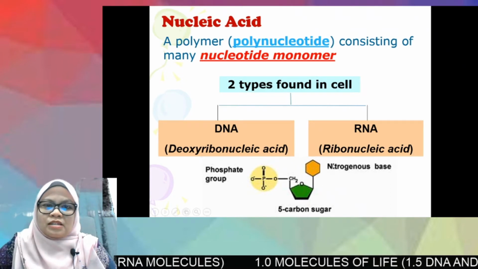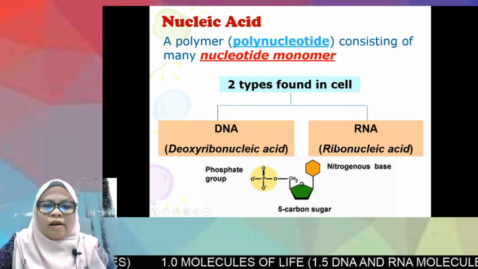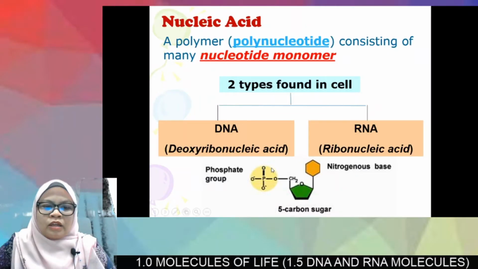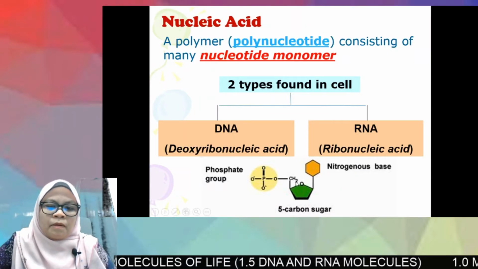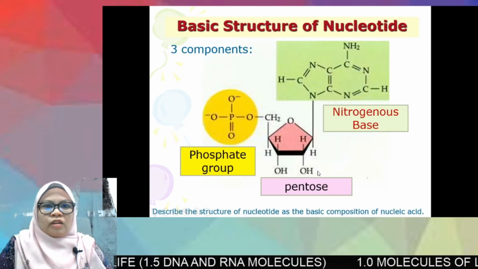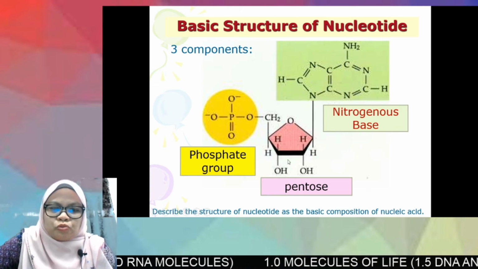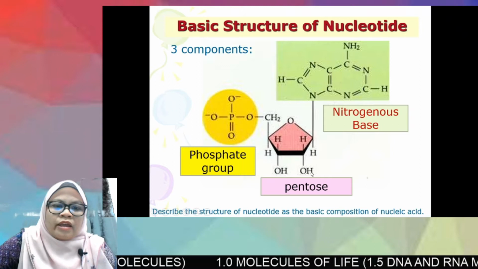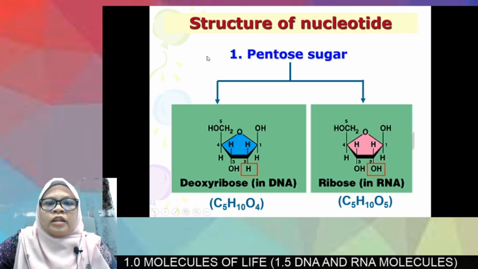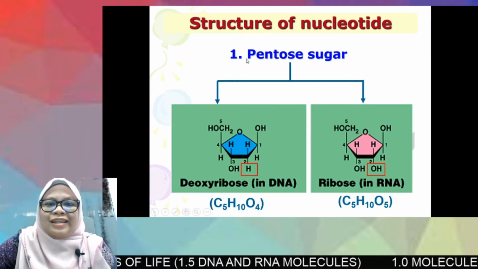So this is the basic structure of nucleotide that makes up DNA and also RNA. It has a phosphate group, pentose sugar, and nitrogenous base. Again, this is the basic structure of nucleotide. It has three components: pentose sugar, nitrogenous base, and phosphate group. Please remember this structure. And the pentose sugar is different between DNA and RNA.